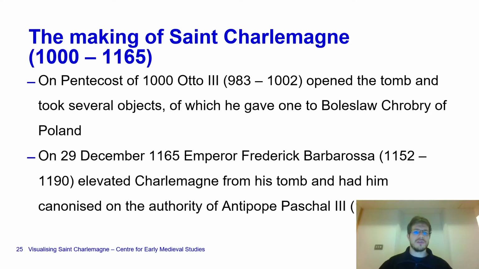We also know that Charlemagne became a saint at some point. This is relatively gradual. We know that his tomb was already opened in the year 1000 by Otto III, and he finally becomes a saint on 29 December 1165 when Frederick Barbarossa elevates him and has him canonized on the authority of Antipope Pascal III. This should be 68.